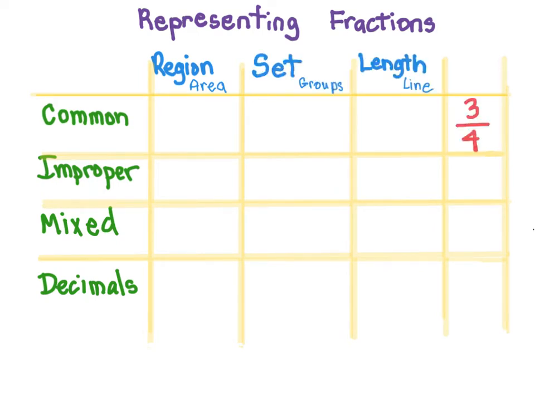Let's start by looking at the common fraction 3/4. We know it is a common fraction because the numerator is less than the denominator. Therefore, the fraction itself is less than 1.